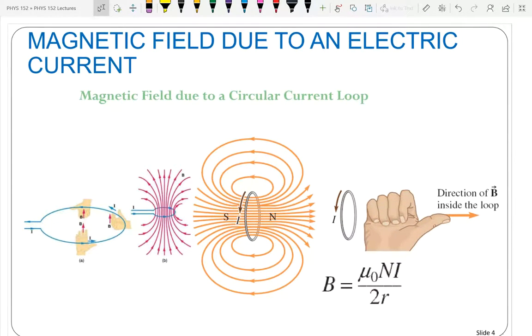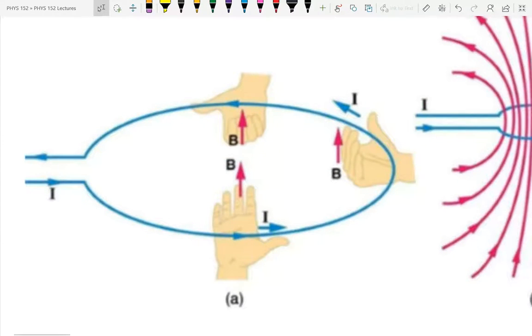Okay, now, magnetic field due to a current is a little bit different. Here we have a current that's going in a loop. And so if we use the right-hand rule on that loop, and of course, let me just take, this is my world of simple demonstrations. Here's a loop.